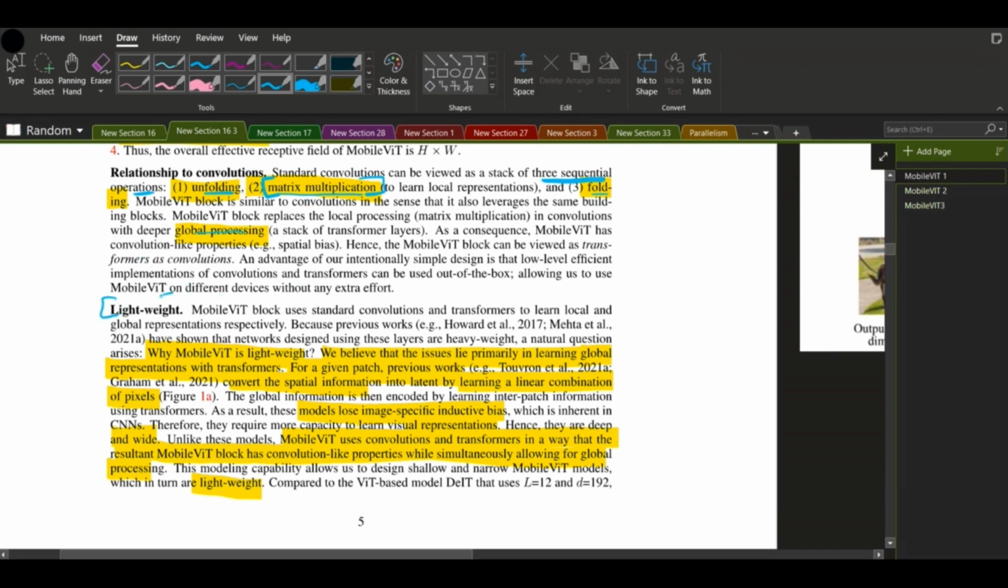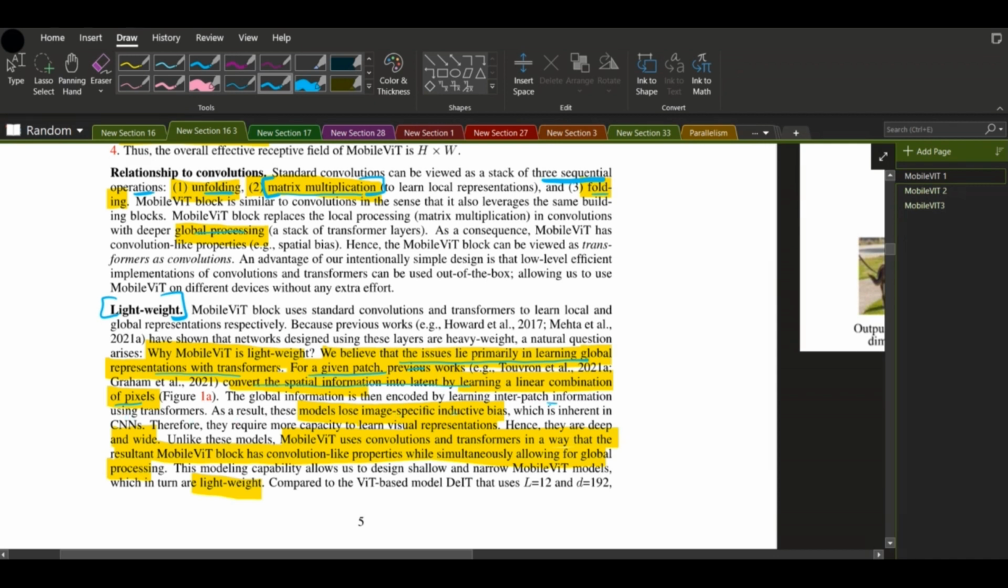The second component is lightweight. How did they achieve the lightweight objective? Looking at the previous papers, one thing we realize is that some of these ViT models are quite heavy in terms of their weight. The author believed that the issue lies primarily in learning global representation with transformers. For a given patch, previous work converts the spatial information into latent by learning a linear combination of pixels. The global information is therefore encoded by learning interpatch information using transformers.